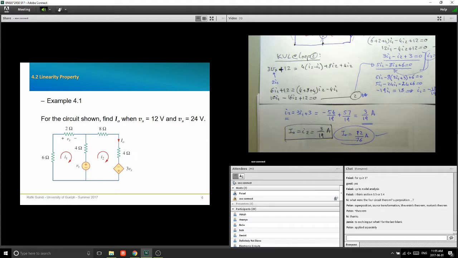The second part is, we did all this effort. We wrote KVLs, we solved some simultaneous equations, we have fractions, so you put in a lot of work here. You don't want to do the work again. So the whole point is, if VS equals 24 volts, I naught is going to be equal to 2 times 3 over 19, 6 over 19 amps. Okay? And you're done. So that's the main idea here for the linearity principle. Any questions?